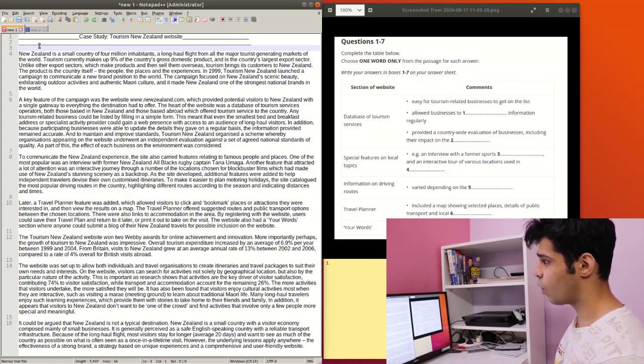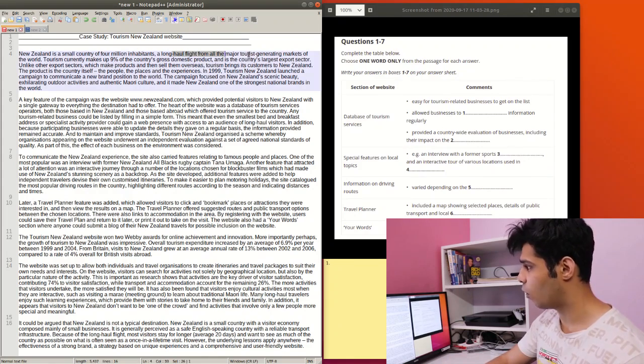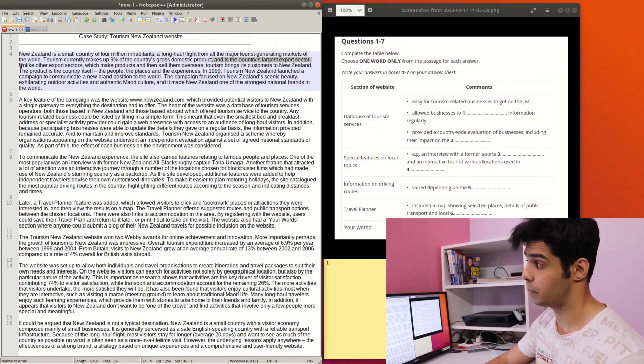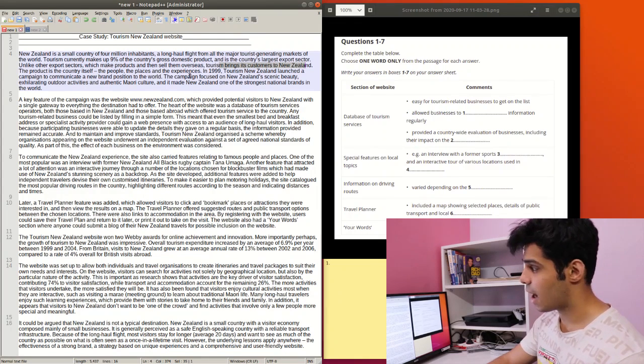New Zealand is a small country of 4 million inhabitants, a long haul flight from all the major tourist generating markets of the world. So it's very far away from the tourism markets. Tourism currently makes up 9% of the country's gross domestic product and is the country's largest export sector. So they're exporting tourism, because people are coming here for tourism and they're paying. Interesting. Unlike other export sectors, which make products and then sell them overseas, tourism brings its customers to New Zealand. It's great. The product is the country itself, the people, the places, and the experiences.